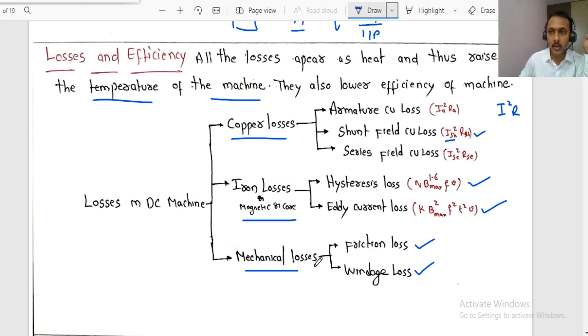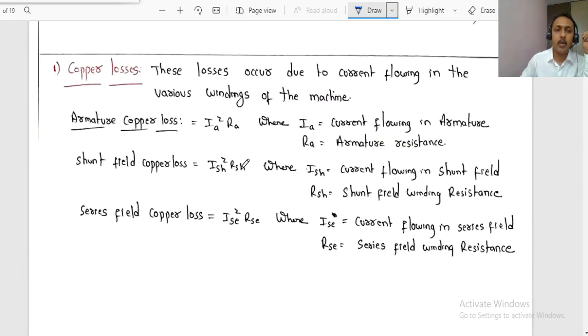And for these mechanical losses, because of the rotating parts in the DC machine, we have some friction between the rotating parts and the bearings and the brushes, and because of the air gap we have some windage losses, right? So these are the main classifications of the different losses in a DC machine. Right, now let me see about the copper loss.